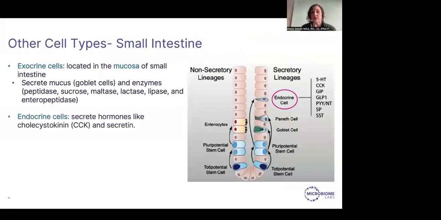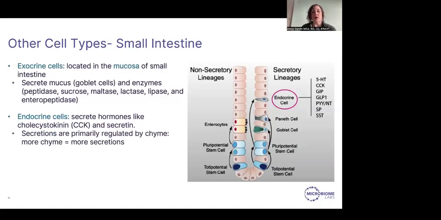Then we have endocrine cells, and endocrine cells are going to be our hormone secreting cells. So these would be secreting things like CCK or secretin, GLP-1, which is a hot topic now. And so these are all the hormonal components that kind of regulate digestion, appetite, satiety, and some of the other signals that then stimulate other organs to act. So in the case of CCK, which we'll talk about, helping with gallbladder contraction and whatnot.